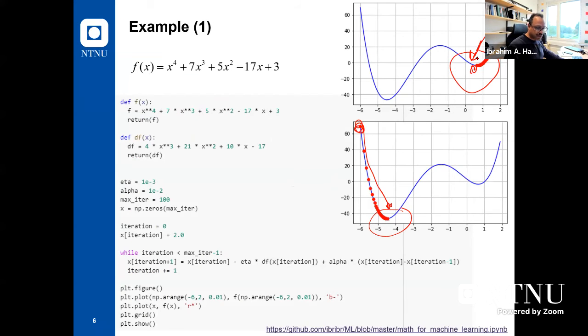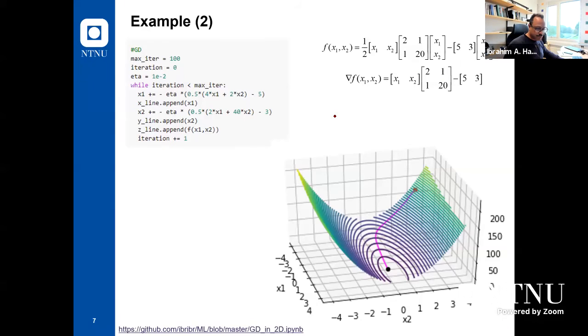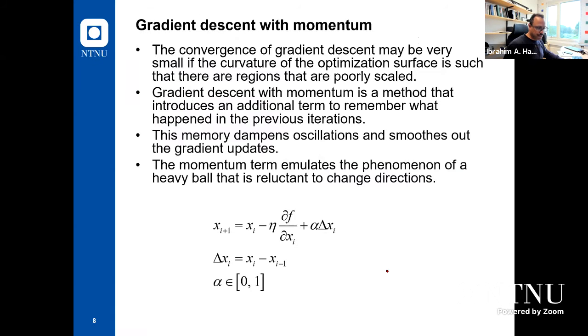This one is for a one-dimensional function. I just plotted this function against x, so this is x and this is f of x. I did it for a function in 2D too, so this is a function of x1 and x2. We started from this point and we need to reach this point, and it works fine.